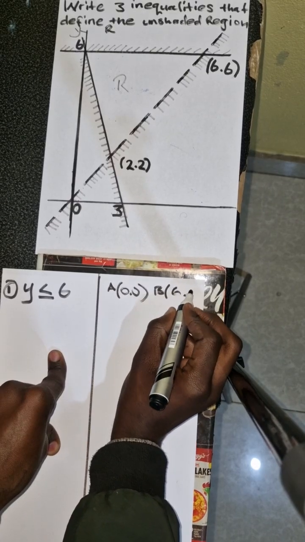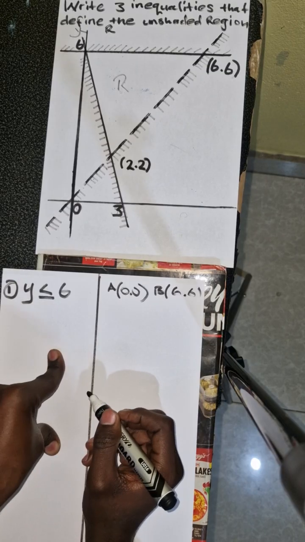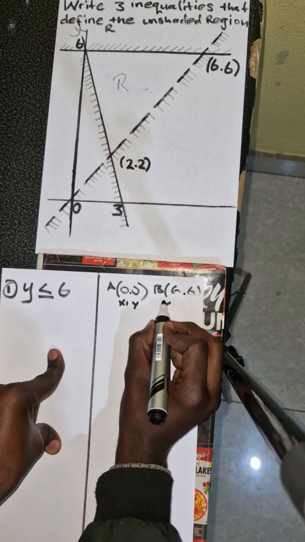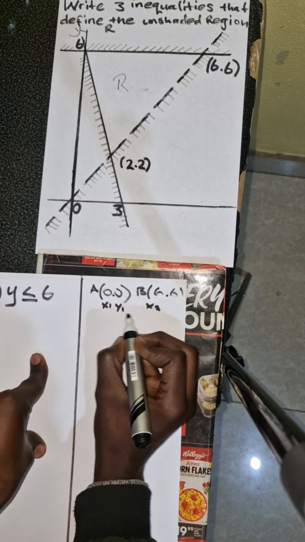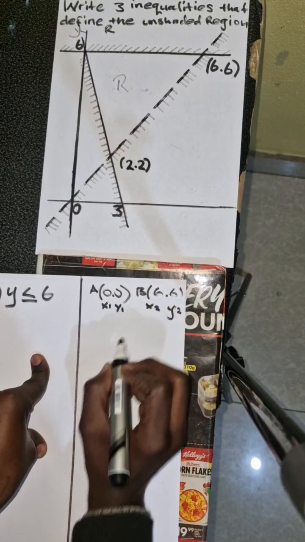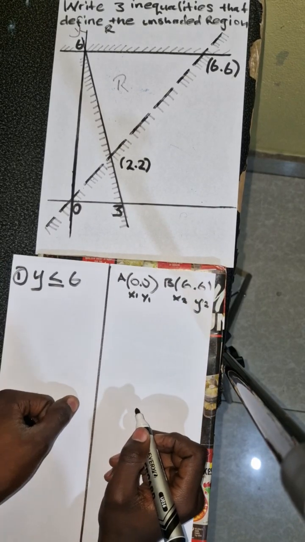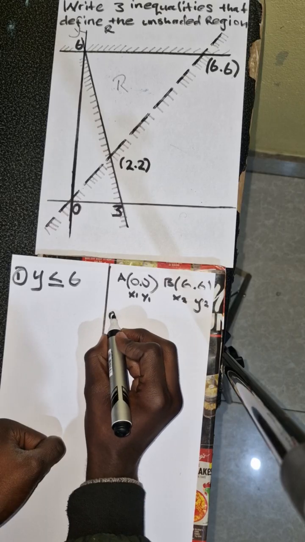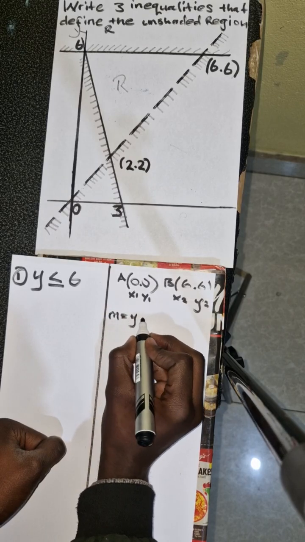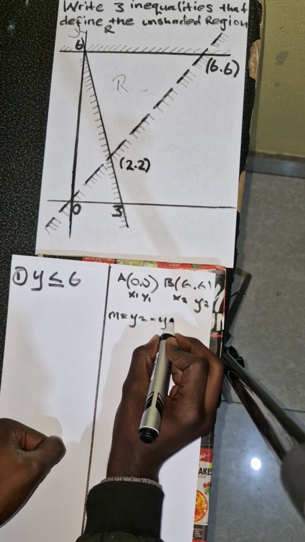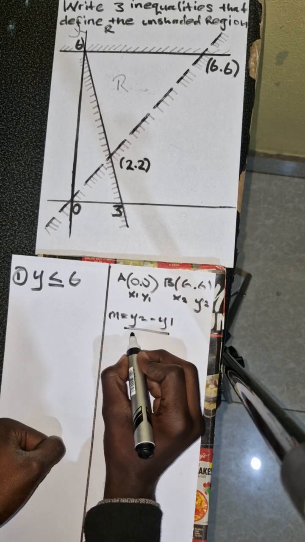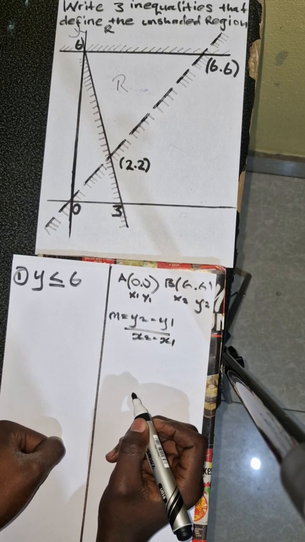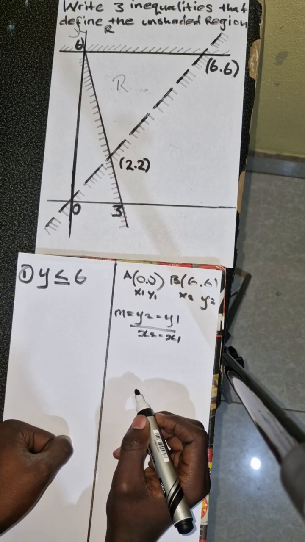6, 6. You see? So this will be my X1, my Y1, my X2, and my Y2. So I'll use the formula for finding gradient. The formula for finding gradient is M is equal to Y2 minus Y1 over X2 minus X1. So I believe you're following me step by step.